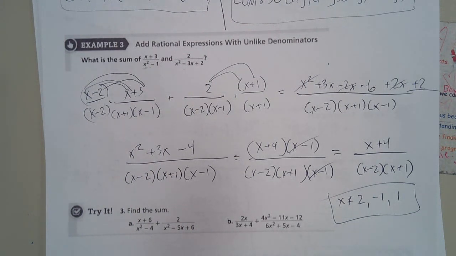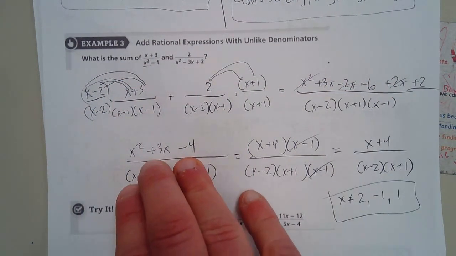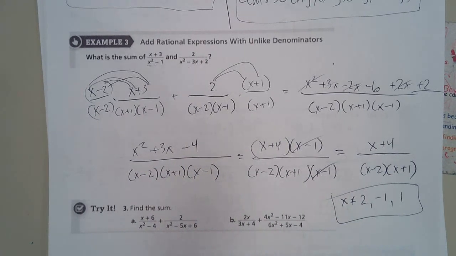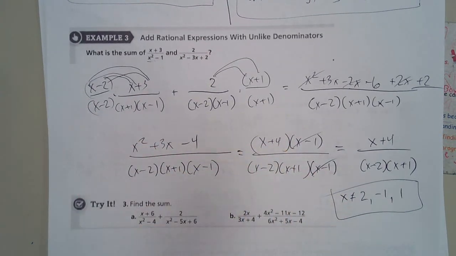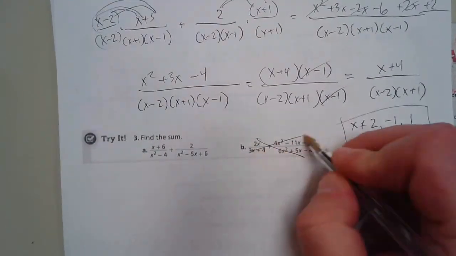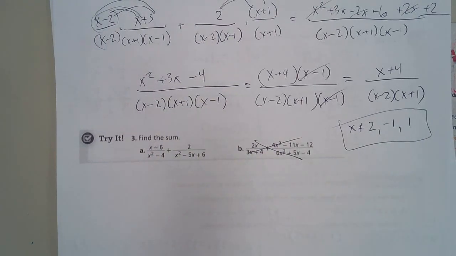All right, so this is what this is: you're creating the common denominator and you're combining things, and then you're doing what we just spent all of last section doing, which is simplifying the expression. So we're not going to do B, but go ahead and try A on your own, and I'll work it out and you can check your answer.